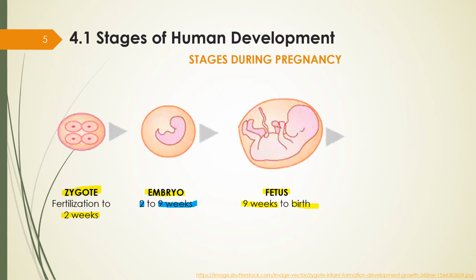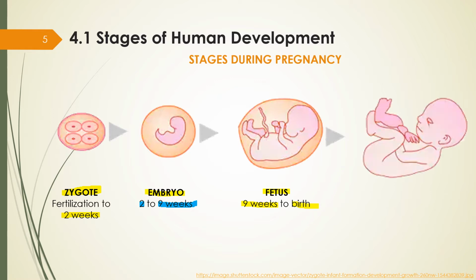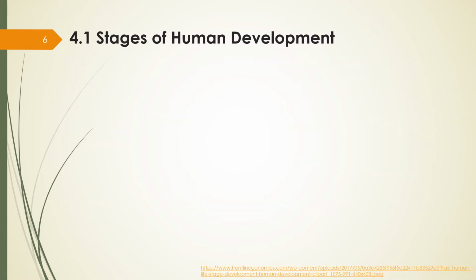Okay, so these are the 3 main phases that we call during pregnancy: zygote from fertilization until 2 weeks, embryo from 2 weeks to 9 weeks, fetus from 9 weeks until the birth. And then during the birth, I have a baby, and I call it baby until it is 2 years old, but this is after birth. Okay, so I have the stages of human development during pregnancy and after pregnancy. During pregnancy is zygote, embryo, and fetus. Okay, and now we're gonna see about after pregnancy.